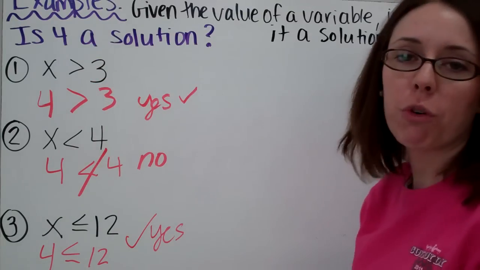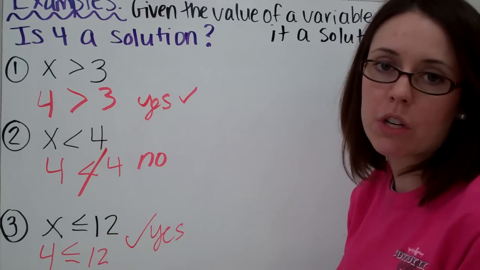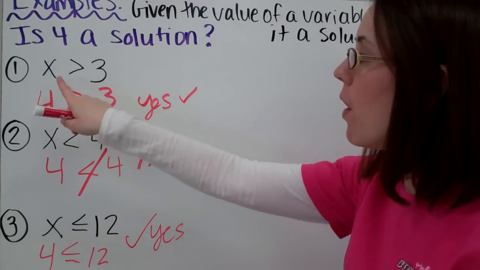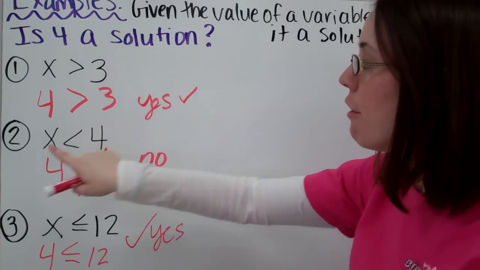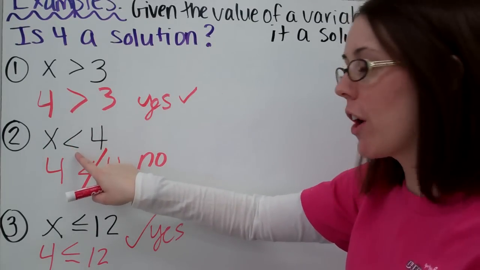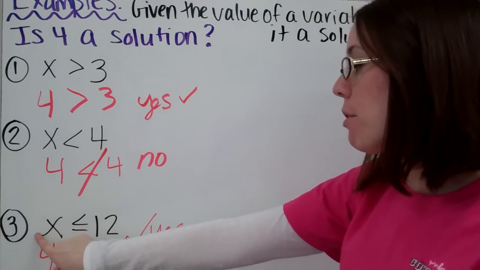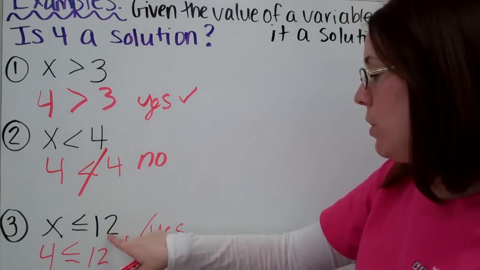Now, I just gave you 4 for this example, but you could try to see if any number was a solution for these inequalities. For number 1, your solution is any number that is bigger than 3. For number 2, your solution is any number that is less than 4. And for number 3, your solution is any number that is less than or equal to 12.